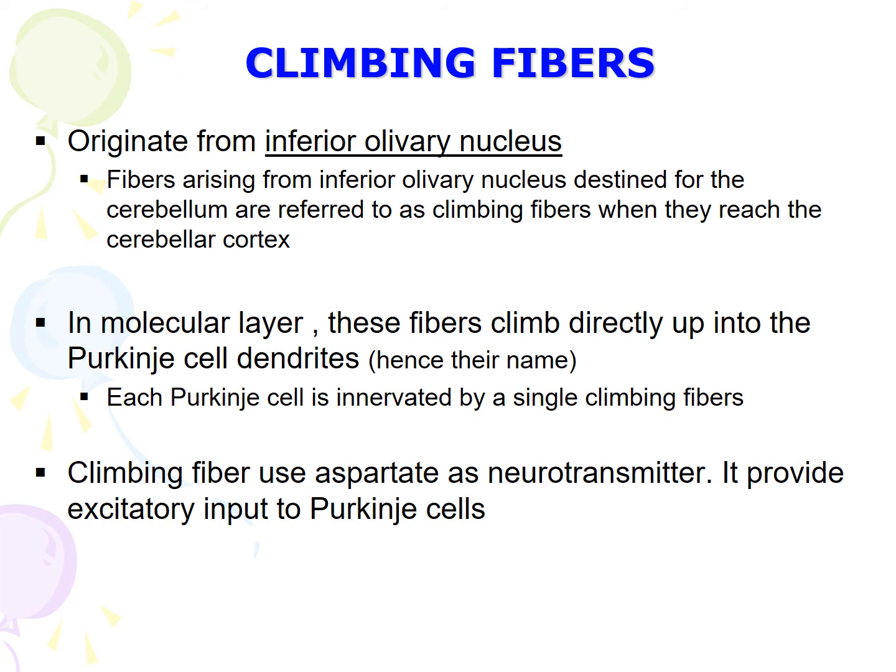In the molecular layer, these fibers climb directly up the Purkinje dendrite. So that's why it's called the climbing fibers, because it climbs the dendrite of Purkinje cells. And each Purkinje cell is innervated by a single climbing fiber, unlike the mossy fibers. And climbing fibers use aspartate as neurotransmitter, which is an excitatory neurotransmitter.